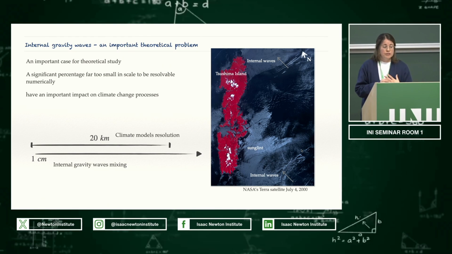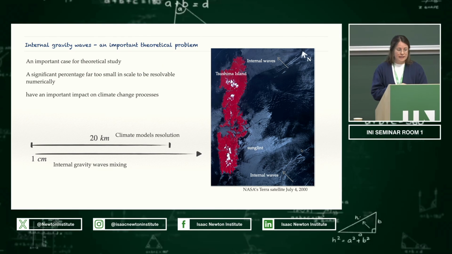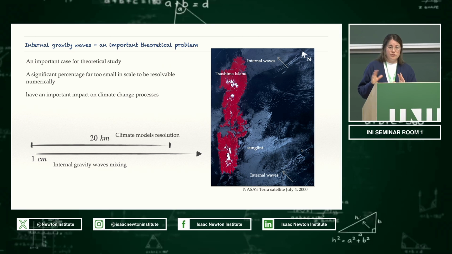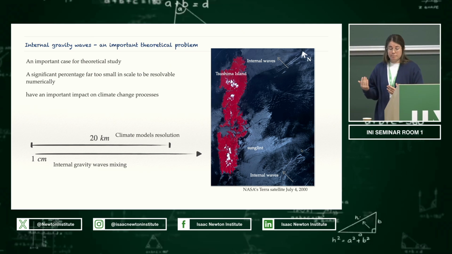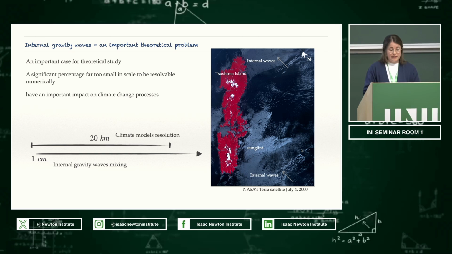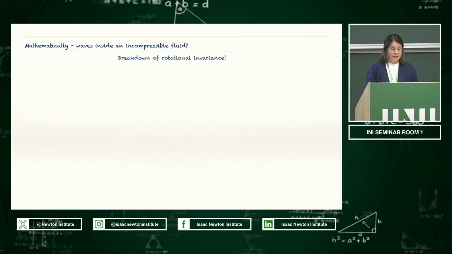They are an especially important case for theoretical studies because a significant percentage of them are far too small in scale to be resolved numerically, and they are believed to have an important impact on climate change processes, for example. Good climate models have a resolution of about 10 to 20 kilometers, so most of the mixing due to internal gravity waves occurs on scales lower than that. So they are really important for theoretical study.